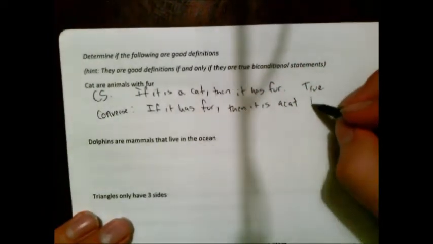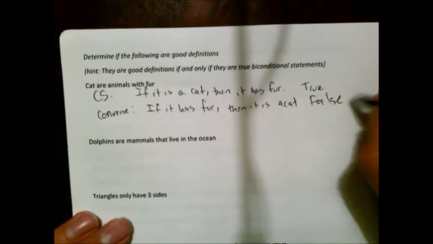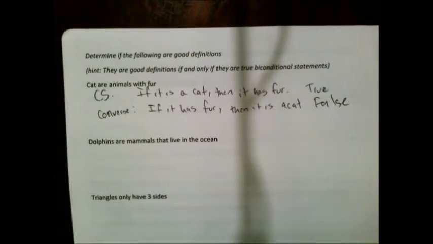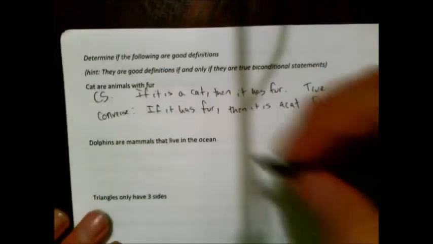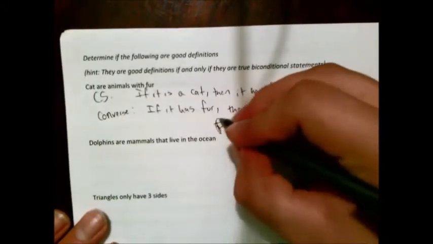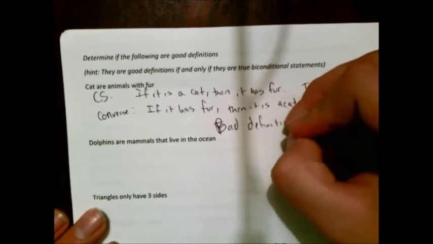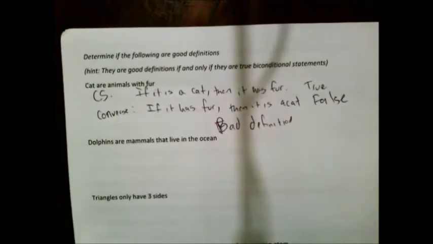That is actually false. You got dogs, you got bunnies, you got anything that really has fur, and there's a lot of things that have fur that aren't a cat. So that's false. So technically we can't even write this as a good definition. This is a bad definition because we can't write a biconditional statement. If you can write a biconditional statement for it and it's true, then it's a good definition. If you can't, it's a bad one.